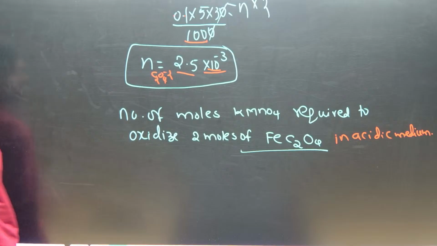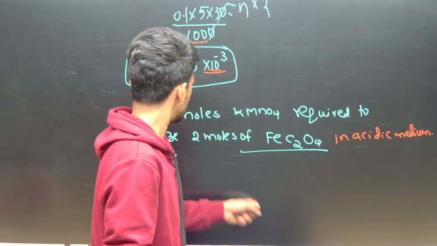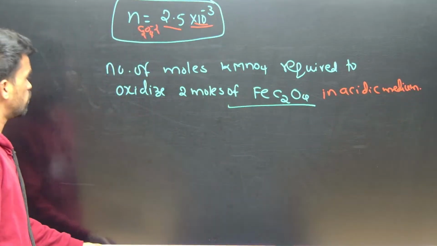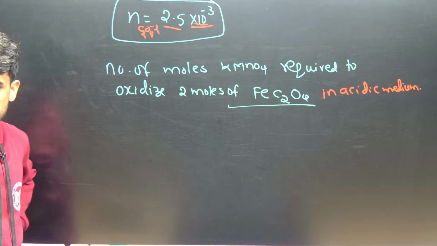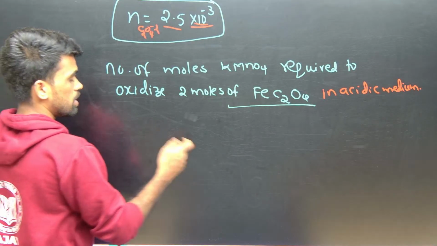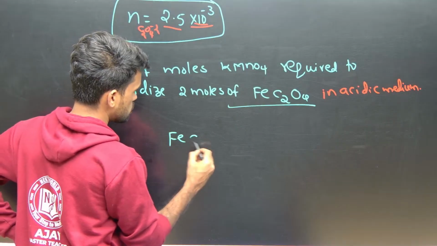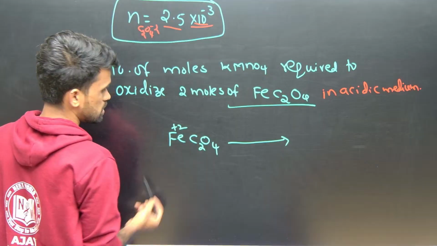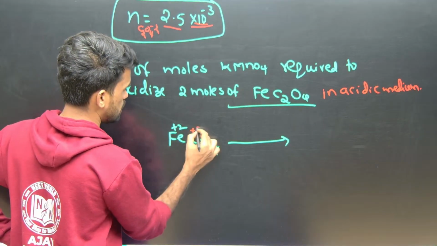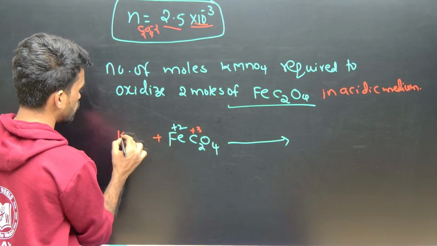Yes. So how can you do this? Very easy it is also. Number of moles of KMnO4 required to oxidize 2 moles of ferrous oxalate. So here, ferrous oxalate. What we know? Ferrous means iron is in +2 and carbon is in +3. We are treating this with KMnO4.